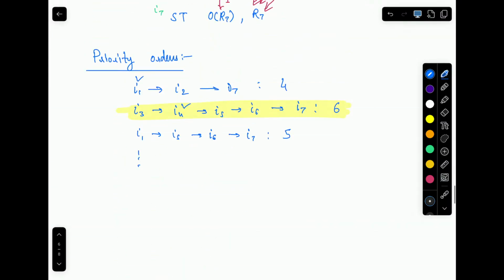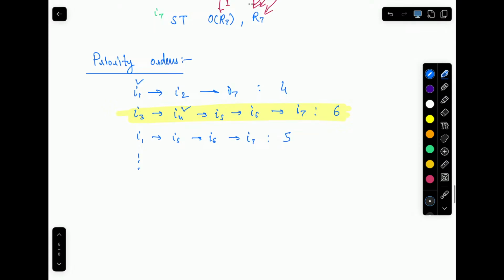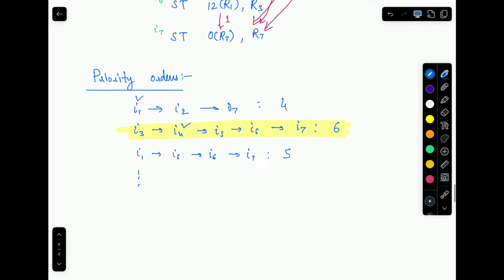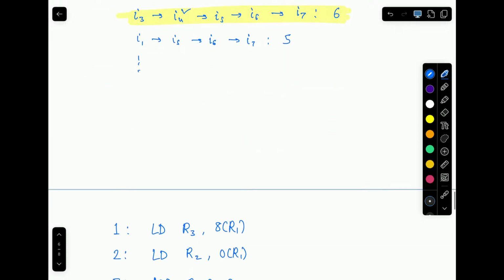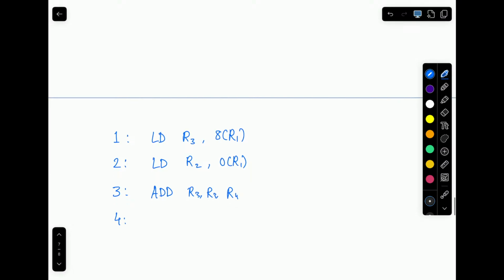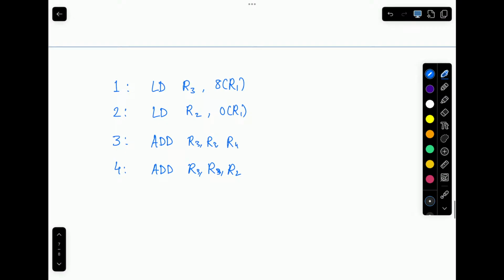So what's the length left? After I4, I still have I5, I6, whereas after I2, I just have I7. So the length of the critical path is more in the second case again. If you add it up, it's 2 plus 1 plus 1. So let me schedule add R3, R3, R2. Now in cycle number 5, which instructions are left?